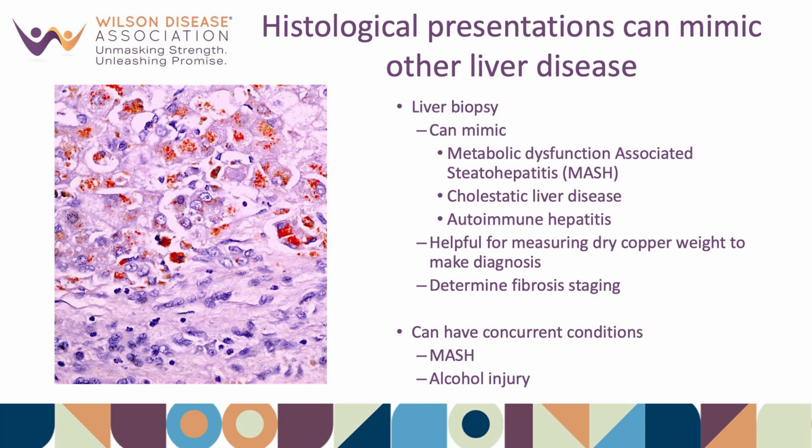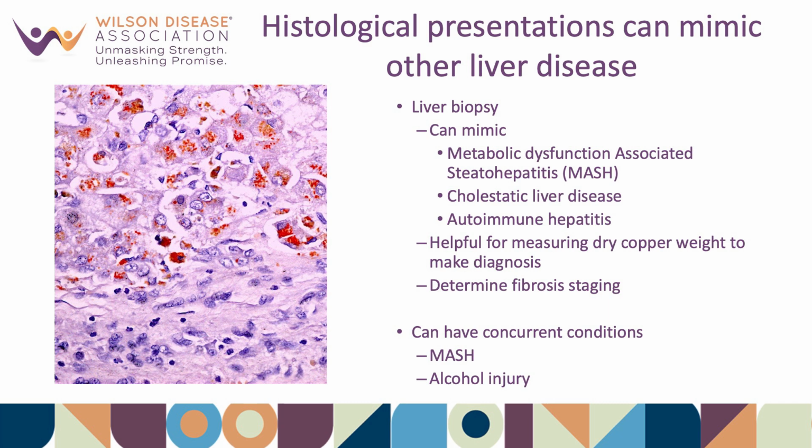So we looked at the big level, but what happens on a microscopic level? To Dr. Allen's point as well, this is a beautiful presentation of what copper staining in a liver biopsy looks like. But we have been fooled. It can really look like fat in the liver, which we call metabolic dysfunction-associated steatohepatitis, with a shorter name of MASH. It could look like cholestatic liver diseases. It could look like autoimmune hepatitis.